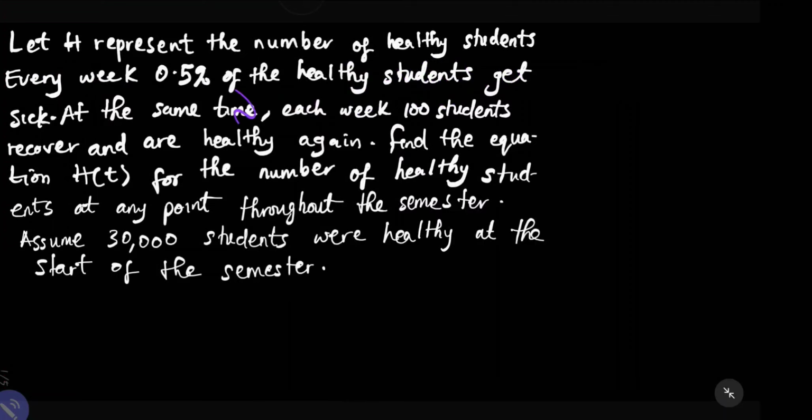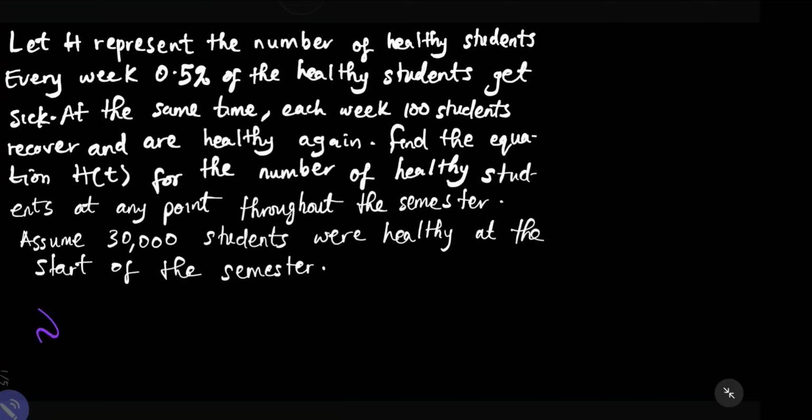Let h represent the number of healthy students, and then every week 0.5% of these healthy students get sick. At the same time, each week 100 students recover and are healthy again. So we are going to find the equation h of t for the number of healthy students at any point throughout the semester. But then we are going to assume that 30,000 students were healthy at the start of the semester. So for this question, we are simply going to try to get every information we can from this paragraph and try to work with it.